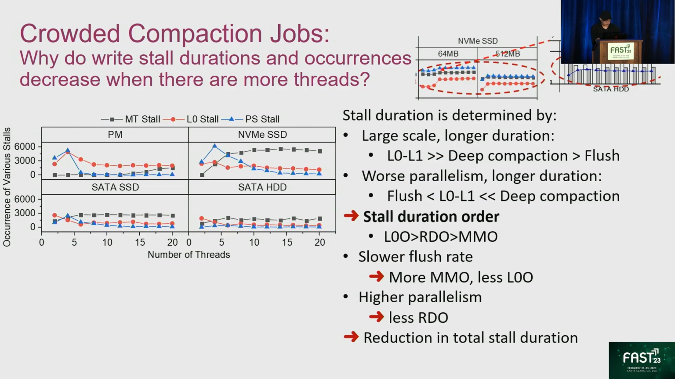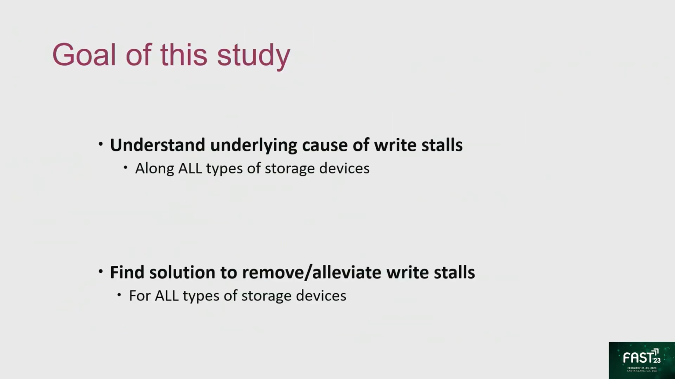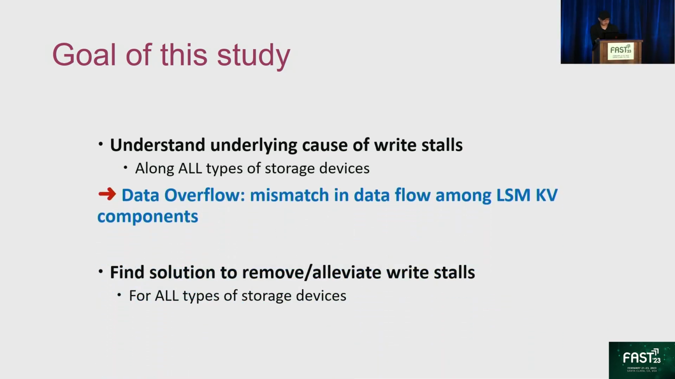So we can find that increasing the number of threads will reduce the system input, lower the requirement of compaction jobs, and cause less level 0 overflow and redundancy overflow. Since these two overflow durations are shorter than the memory overflow, the total stall duration is decreased. So we have the answer for the first question: data overflow is the universal cause of write stalls.